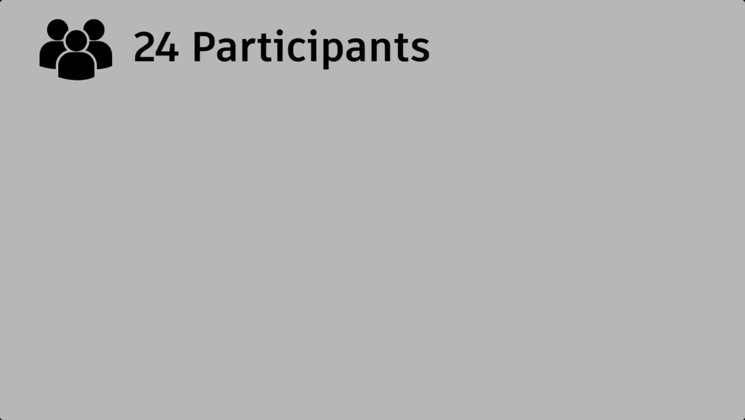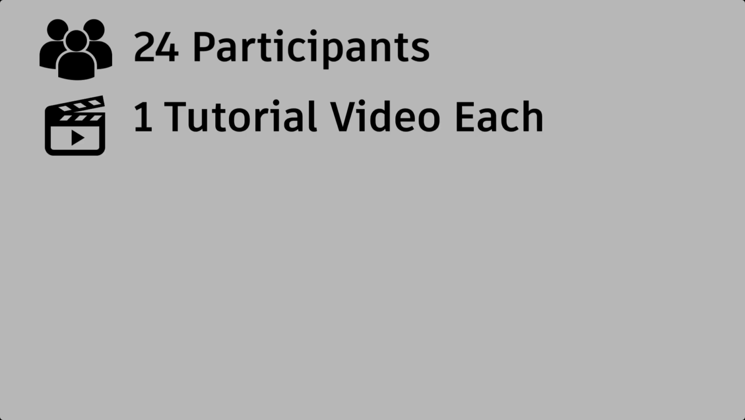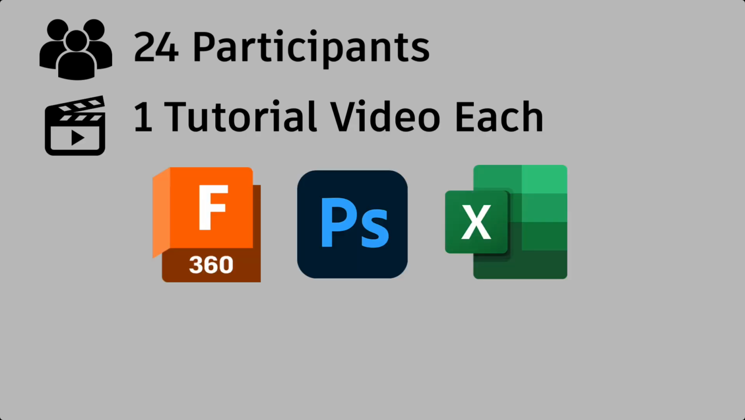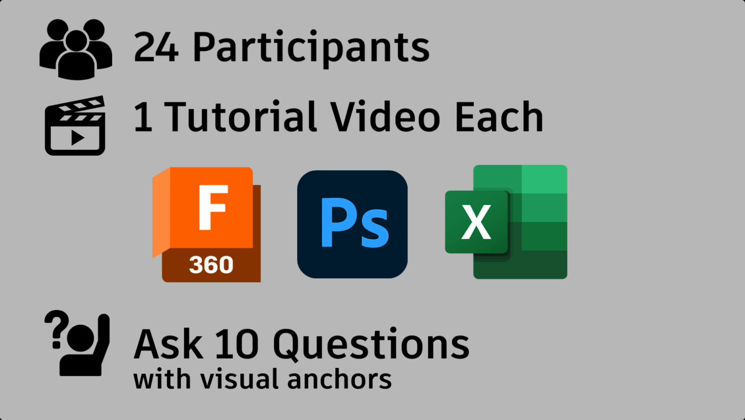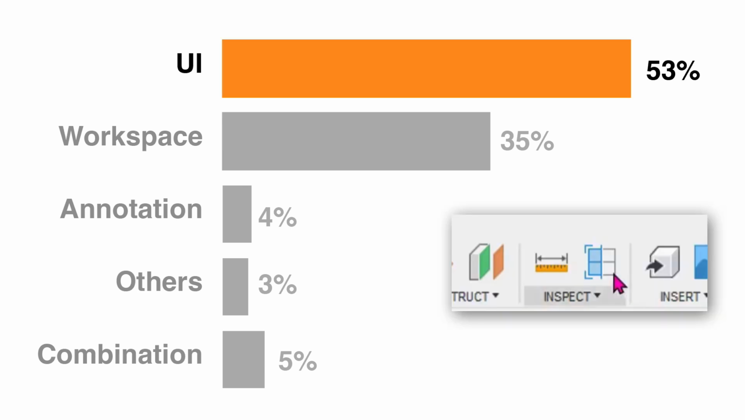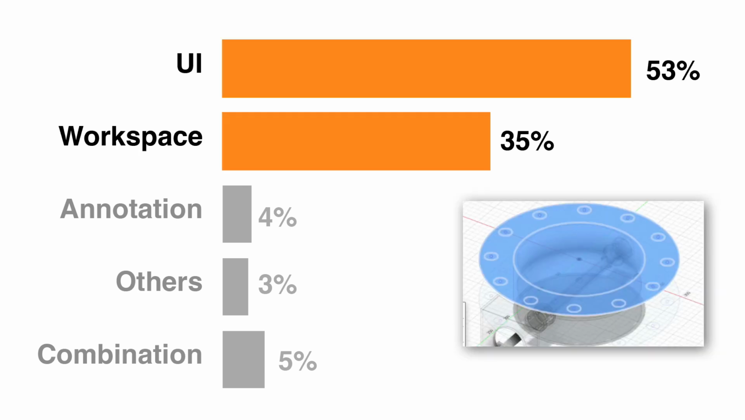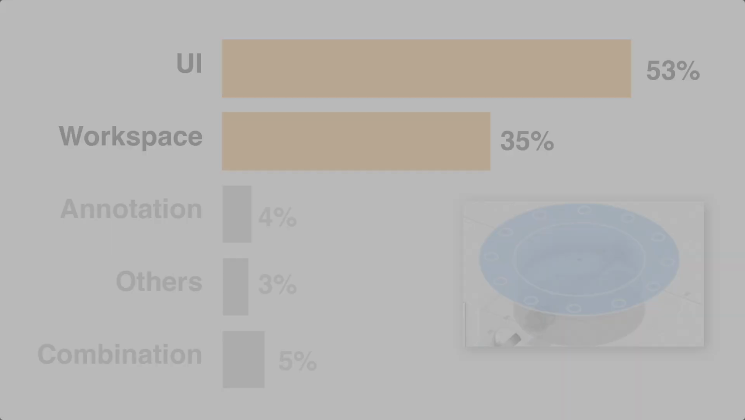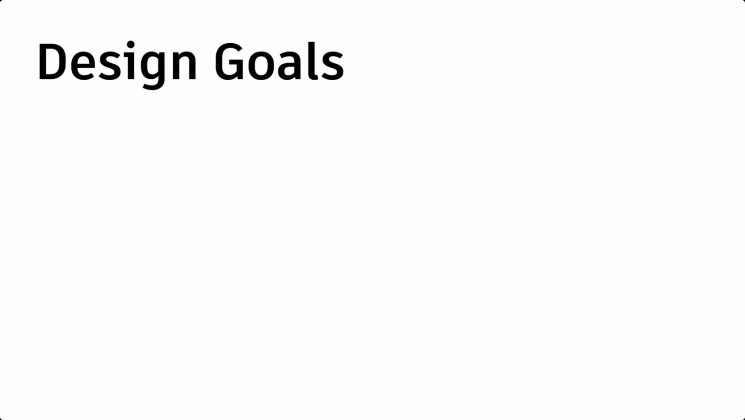We used this system in a study with 24 participants. Each participant was asked to view a tutorial video either for Fusion 360, Photoshop, or Excel, and pose 10 questions with visual anchors about that video. We found that the majority of visual anchors were related to specific UI elements and the workspace of the software applications. From the studies, we derived design goals of an answer pipeline for software tutorial videos.